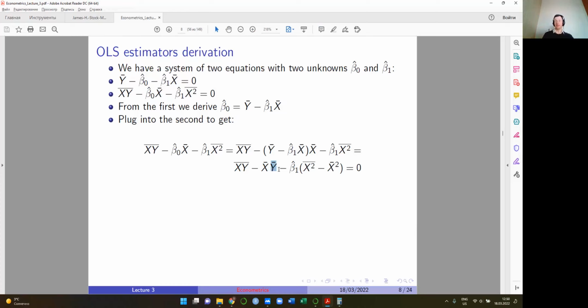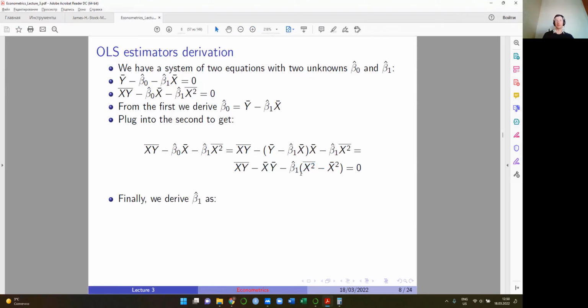And you can guess that this is something similar to the sample covariance, but we need to work on this a little bit more, because when it's a sample, we need to divide by n minus 1. And here, when we factor out beta 1 hat, we have this. And this looks similar to sample variance. So now from here, we can easily derive beta 1 hat.